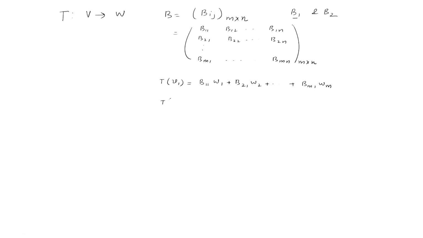Similarly, if you want T of Vj, this will be the summation of Bij times Wi, where i is varying from 1 to m, and j is running from 1 to n. So, if we know T of all Vj's, then we can easily find the corresponding linear map. How can we find this? Let us discuss this by an example.